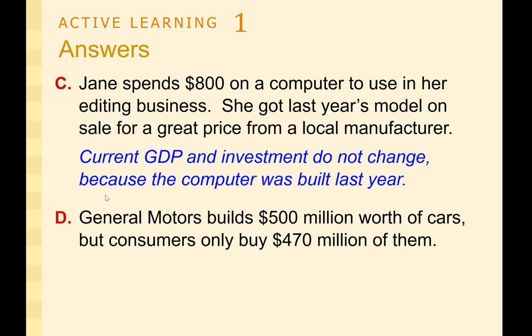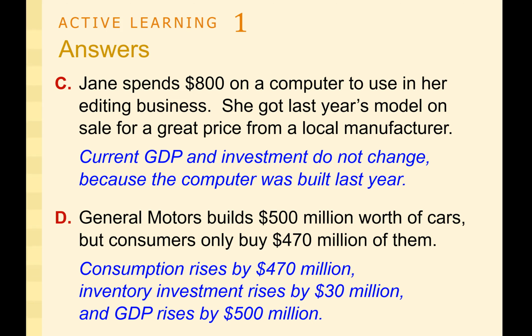And finally, General Motors builds $500 million worth of cars, but consumers only buy 470 million of them. Well, consumption rises by 470 million. We can see that pretty easily. But the 30 million that's left over still was produced. It goes into inventory, and that is counted in the investment category. So GDP rises by the full 500 million, even though consumption is a portion of it and investment is a portion of it.